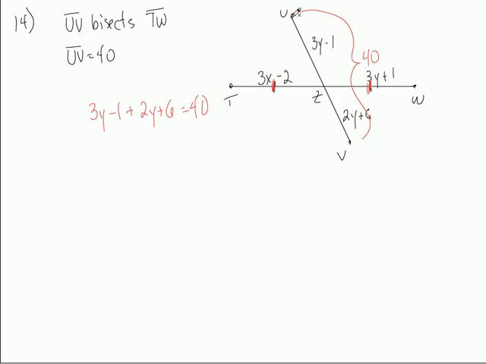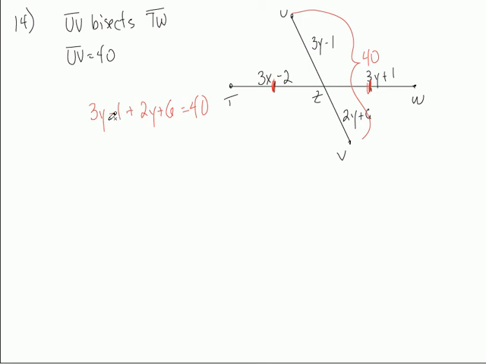And then you take a look and you say, okay, what's true about these two things? Well, we don't know they're equal to each other. Even though it may look like they are, we can't say they are. But we do know the whole thing equals 40, so this plus this equals 40. Make sense? Okay. Let's just do the math real quick.